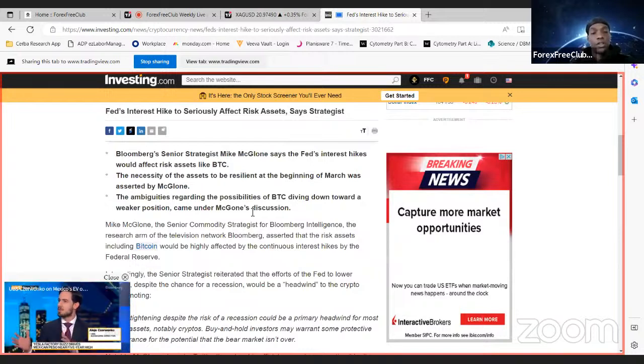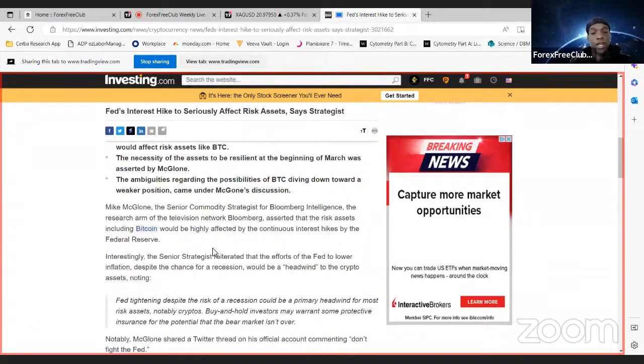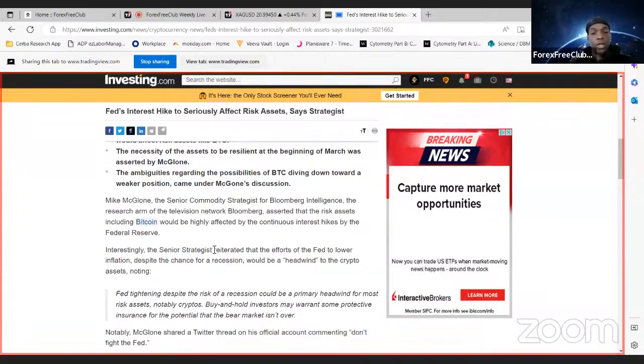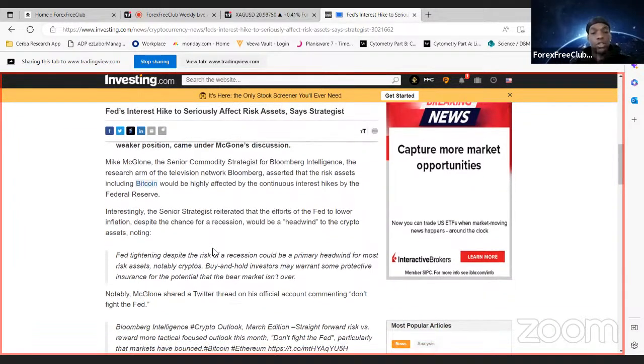The ambiguities regarding the possibilities of BTC driving down toward a weaker position came under McGlone's discussion. Mike McGlone, the senior commodity strategist for Bloomberg Intelligence, the research arm of the television network Bloomberg, asserted that the risk assets, including Bitcoin, would be highly affected by the continuous interest hikes by the Federal Reserve.